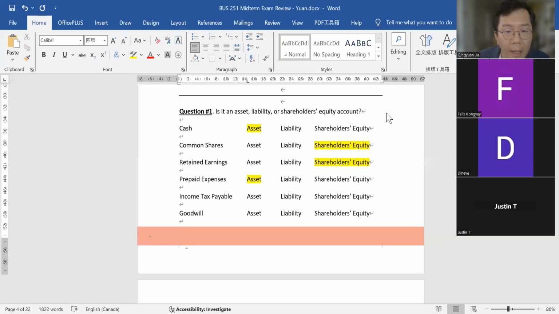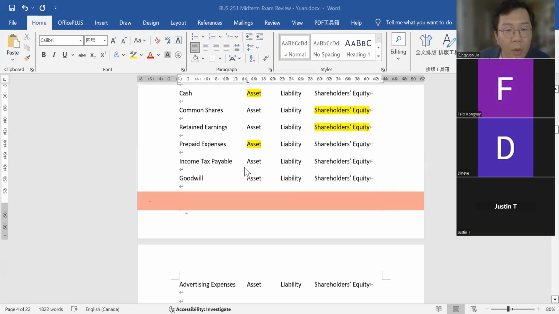Yeah, and next one, income tax payable. When you see payable at the end of the phrase, it's always related to liability, right? It means something that you have to pay in the future.